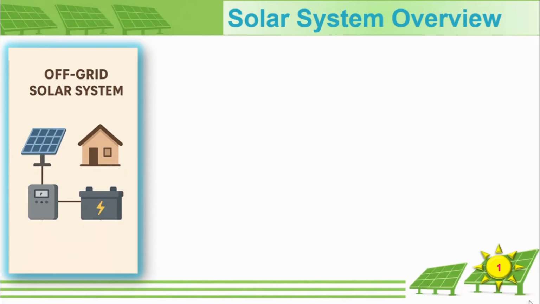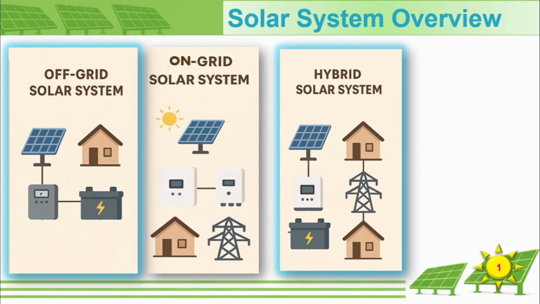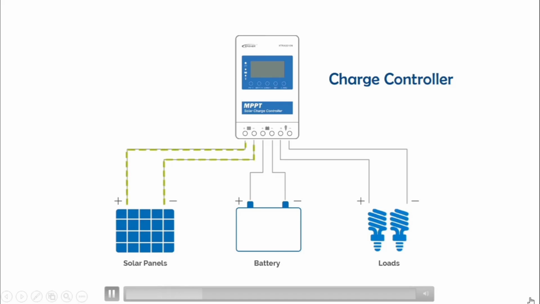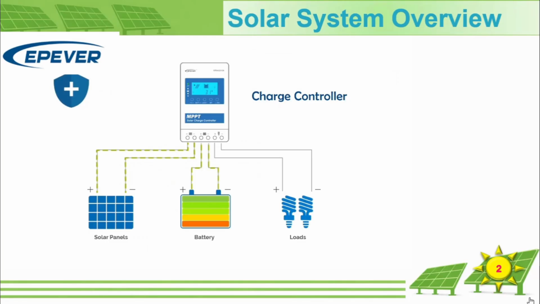In previous sessions, we talked about the different types of solar systems. We said that solar systems fall into three main categories. The first category is off-grid, the second is on-grid, and the third is hybrid systems. One of the key components of solar systems is the solar panel, which is common to all types of solar systems. Without it, a solar system is practically meaningless and doesn't really exist.